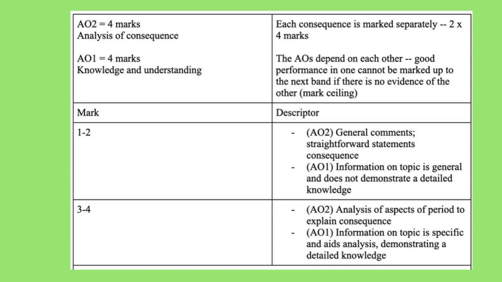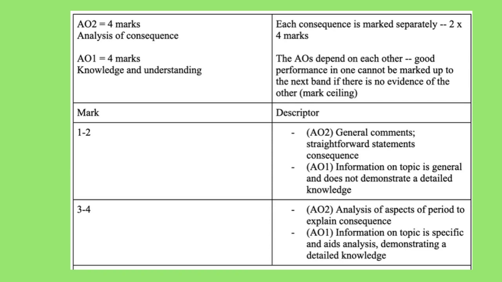So essentially, what happened as a result of the event, and why was it significant? Why was it important? To explain that, you need to be relying on AO1, which is also worth 4 marks, and that's for your knowledge and understanding of the period. So using evidence from your own knowledge to explain the consequence and explain why it's significant.